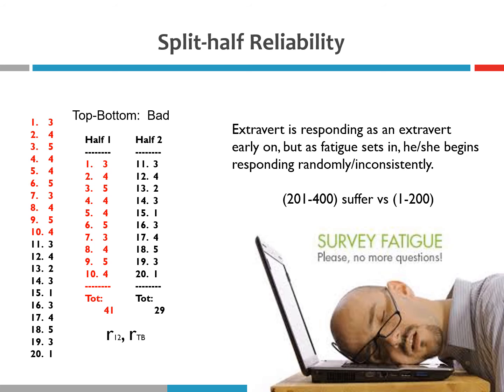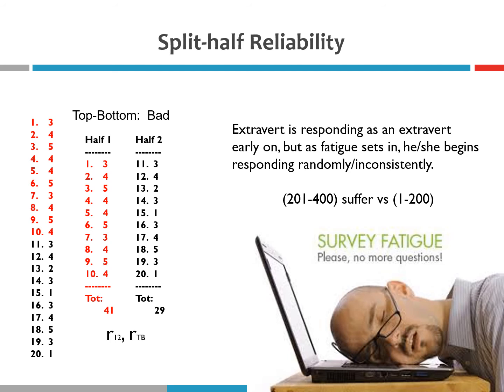Let's imagine that you have not 20 questions on your personality test, you've got 200. Or excuse me, let's say you've got 400, right? So for the first 200 questions, your respondent is awake and alert and motivated and is carefully reading the questions and selecting his responses. But after 200 questions, your respondent is understandably fatigued and just starts circling random responses, right?